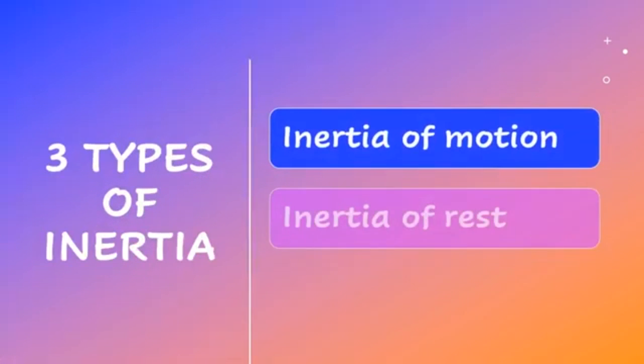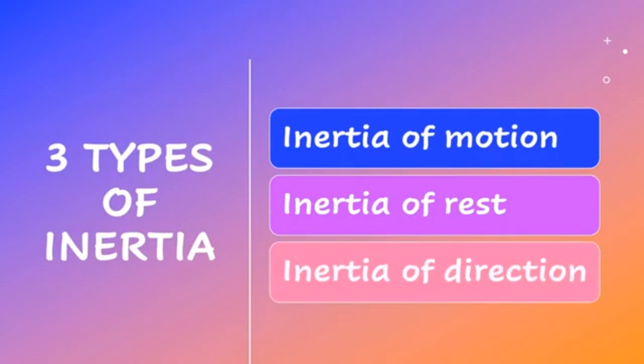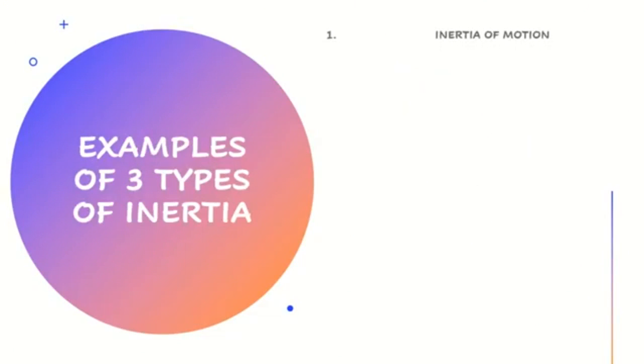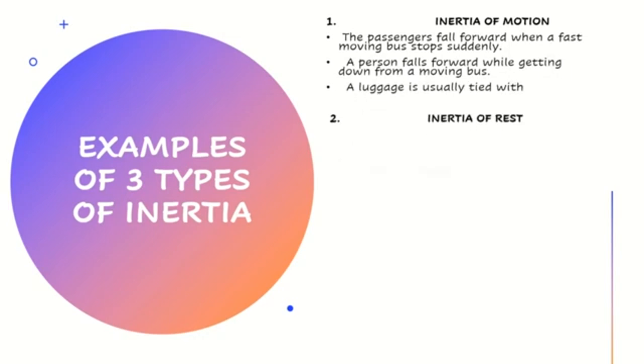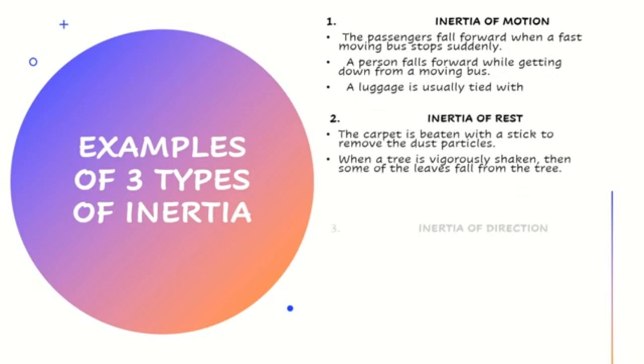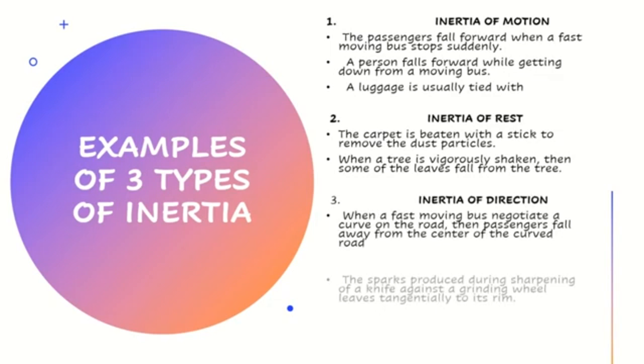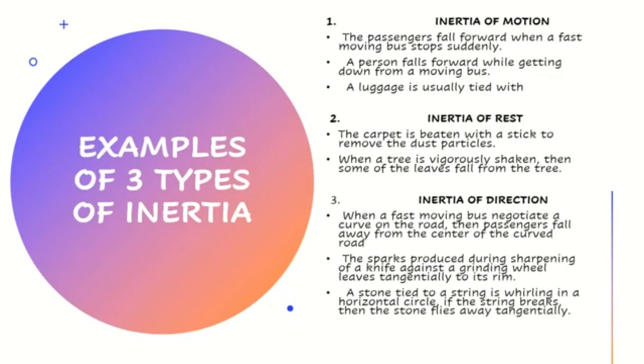There are three types of inertia: inertia of motion, inertia of rest, and inertia of direction. Examples of three types of inertia are: first, inertia of motion. The passengers fall forward when a fast moving bus stops suddenly. A person falls forward while getting down from a moving bus. Luggage is usually tied with rope so that it doesn't fall down.